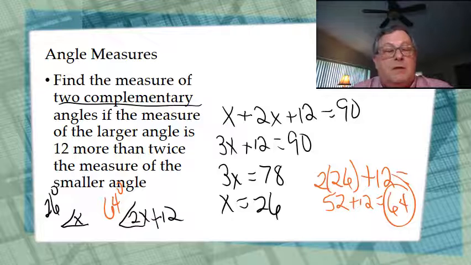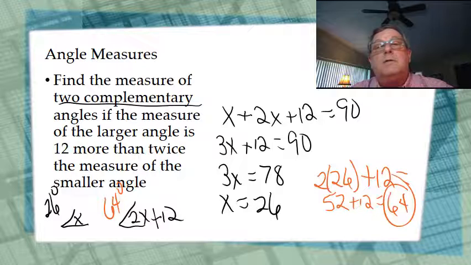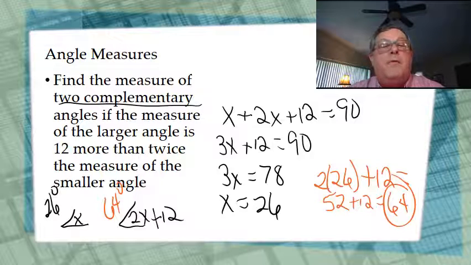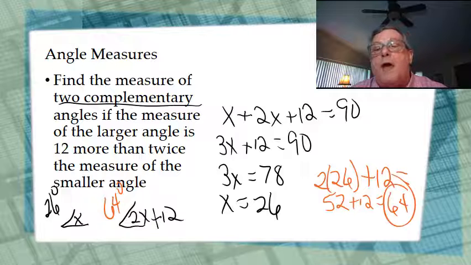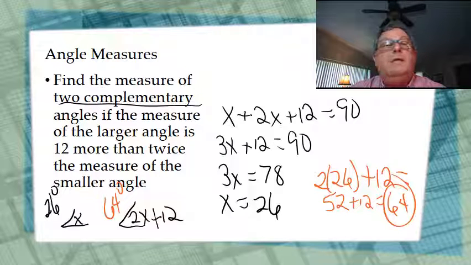Now, if I want to check myself, I might say, okay, well, let's see, 26 plus 64, does that equal 90? And it does. All right, there's an example, in this case, of finding two complementary angles. Now, if it said supplementary angles, we would set this equal to 180, not 90. Get some practice in. Do your homework.